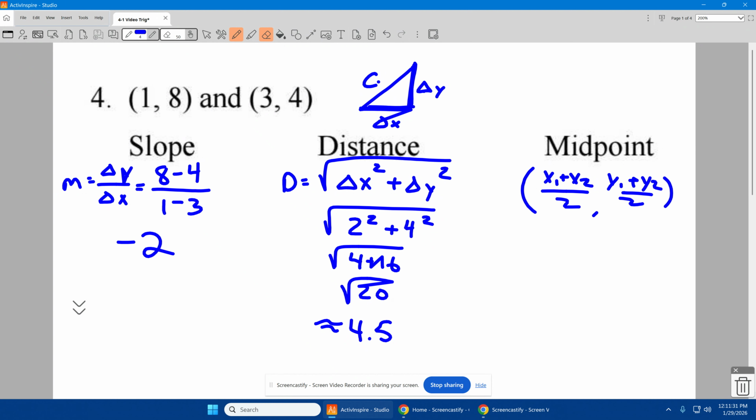So our x is 1 plus 3 divided by 2. Our y's are 8 and 4, so 8 plus 4 divided by 2. So 4 divided by 2 gives me 2. 8 plus 4 is 12. 12 divided by 2 is 6. So (2, 6) is the dead middle between those 2 points.